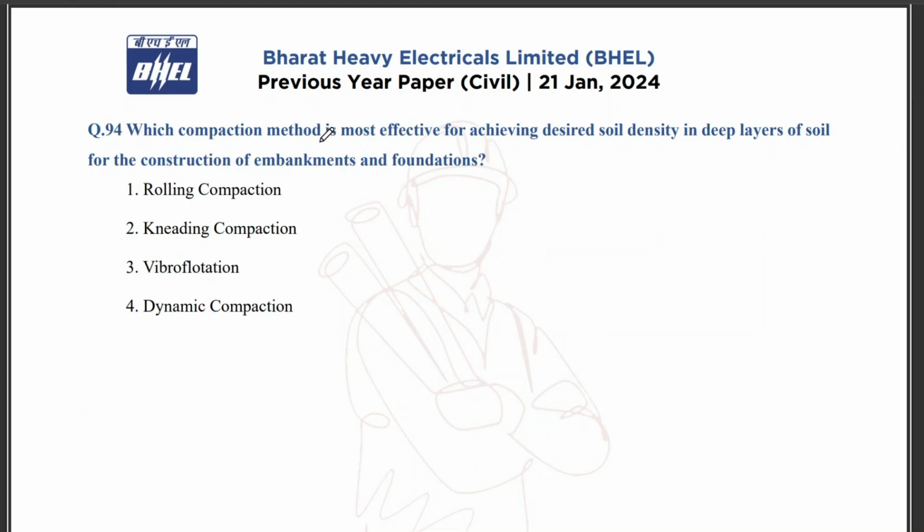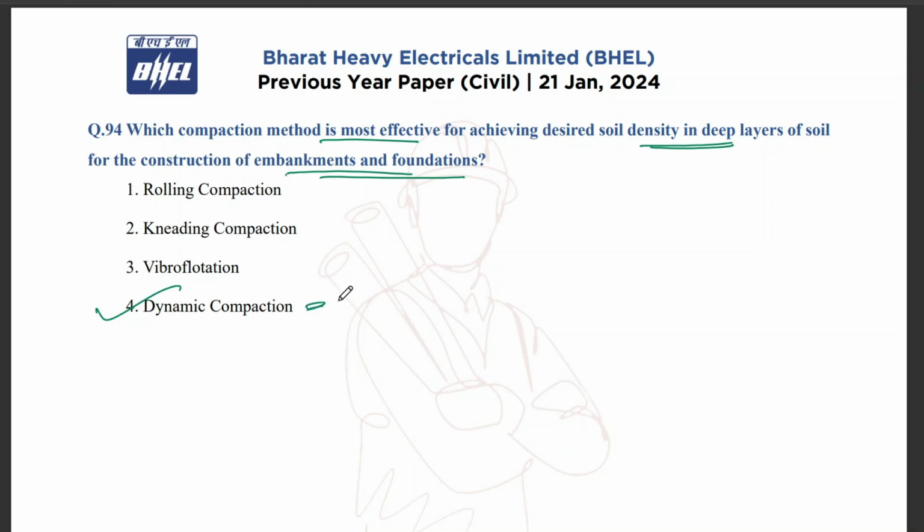94. Which compaction method is most effective for achieving desired soil density in deep layers of soil for the construction of embankment and foundation? So dynamic compaction is the most effective method for achieving desired soil density in deep layers of soil. So how do we do dynamic compaction? It involves dropping a heavy weight of 5 to 50 tons from a height of 10 to 30 meters. This impact helps in densifying deep layers of soil, and it is used in embankments, airports and foundation improvements.